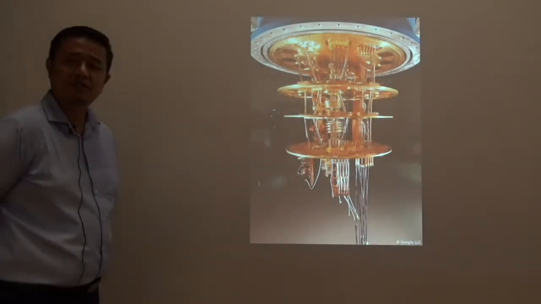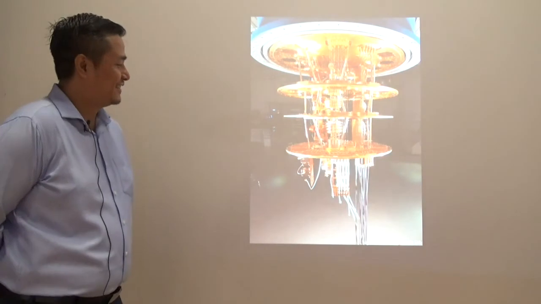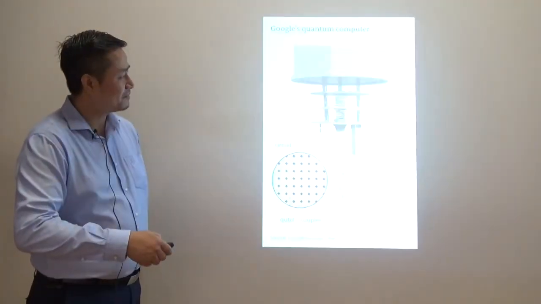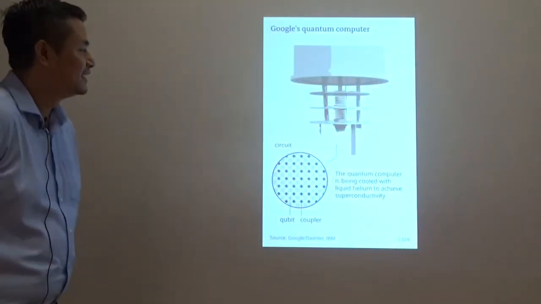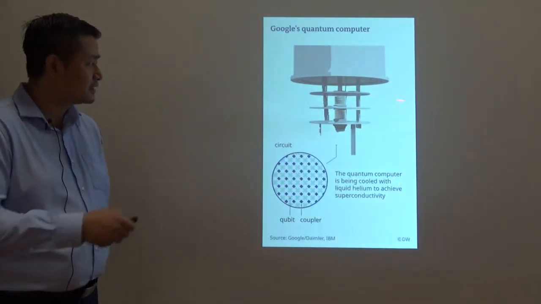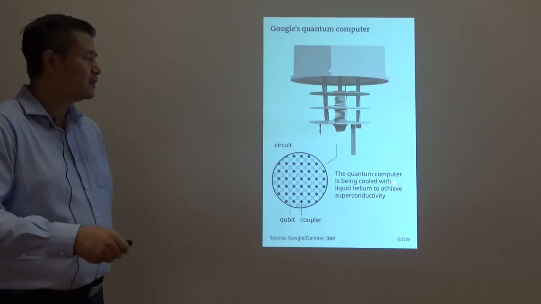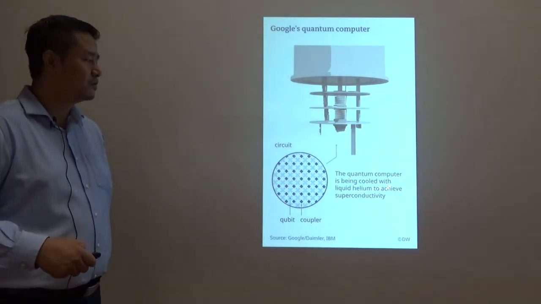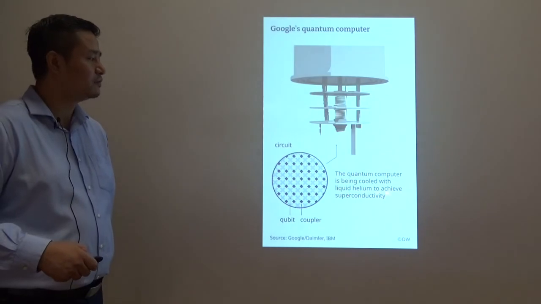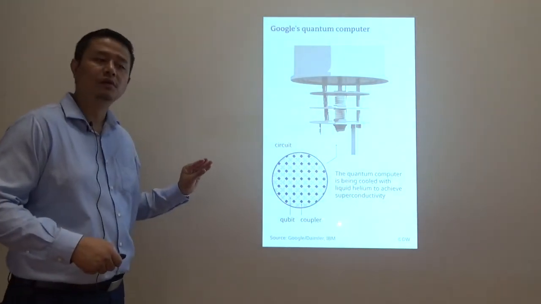This is a picture of a quantum computer. The circuit looks like this. The plates look like this, a qubit, a coupler and all these things. The quantum computer is being cooled with liquid helium to achieve superconductivity, so it is maintained at a very, very low temperature.